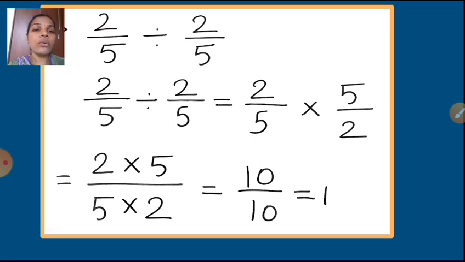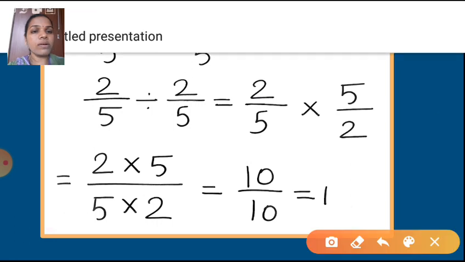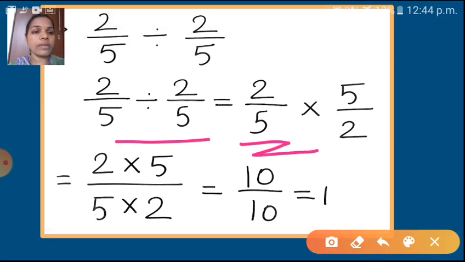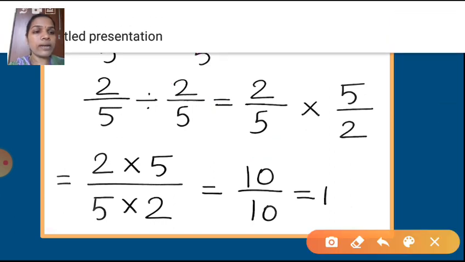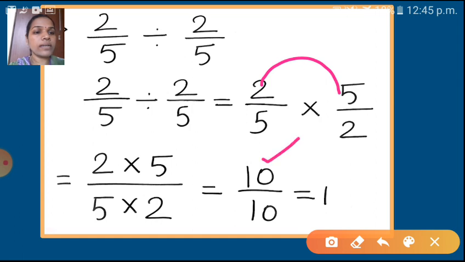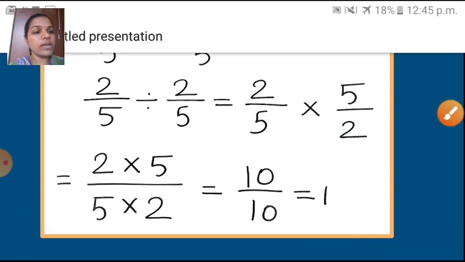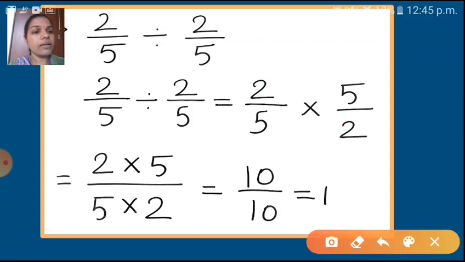You have to listen. 2 upon 5 is divided by 2 upon 5. So first, this you have to convert into multiplication. This 2 upon 5 you have to write as the multiplicative inverse, that means 5 upon 2. Now you have to multiply: 2 5s are 10, 5 2s are 10, so 10 upon 10 is equal to 1.